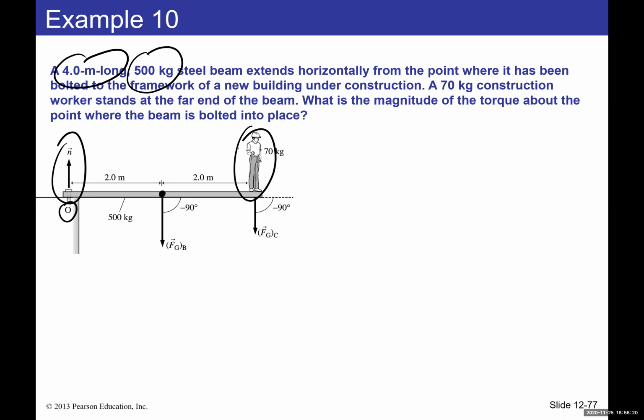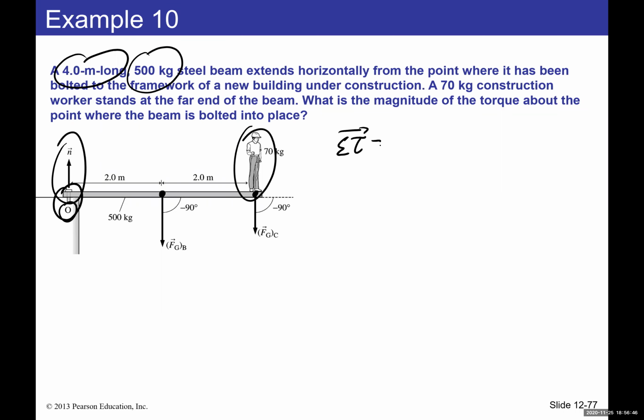Then we have a worker standing. This worker exerts a force equal to their weight, which is 70 kilograms times g, acting exactly 4 meters from this. We're going to take this to be our pivot point. With respect to our pivot point, what we want to know is the magnitude of the torque about the point where the beam is bolted. That means the net torque, taking that point O to be the axis of rotation.